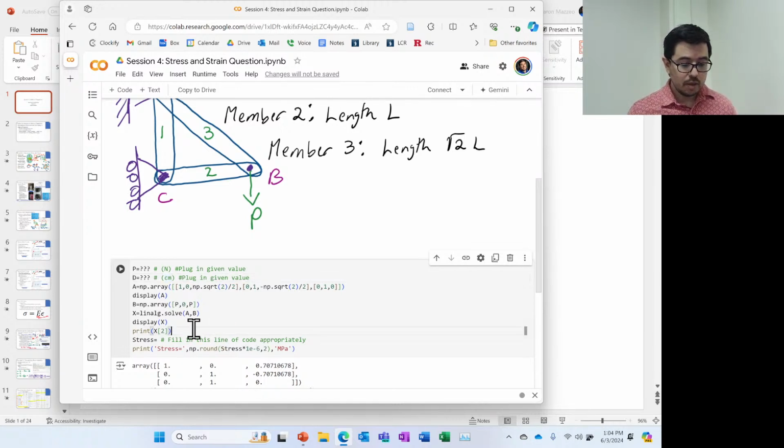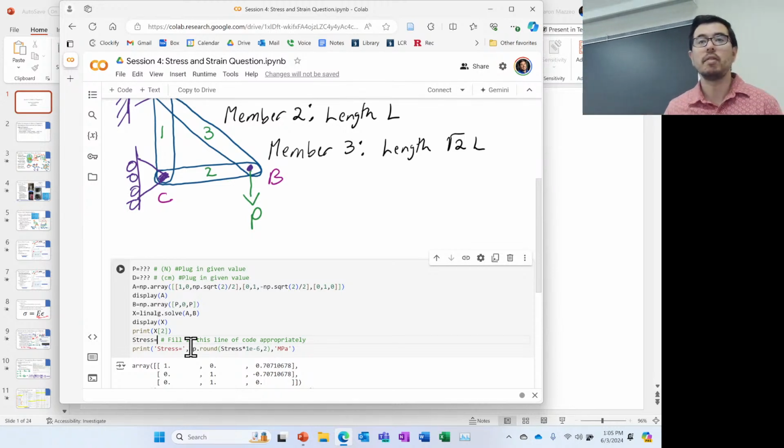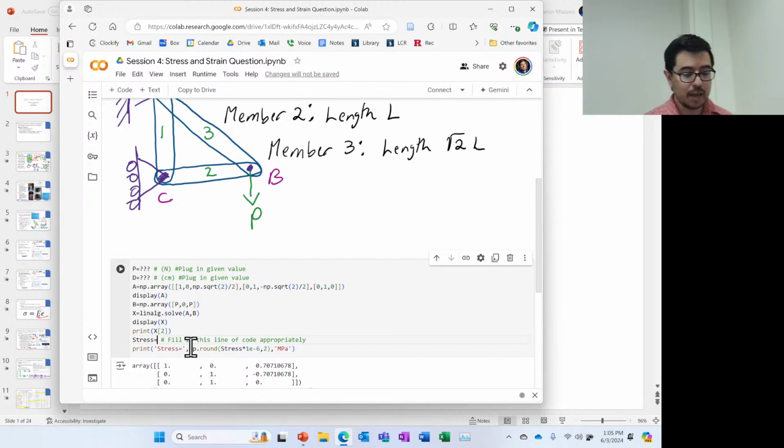So now, the next thing is to fill in this line of code appropriately. What is appropriate? Well, I'm looking for a stress in member 3. So what would you put in there? Yes, you would have X bracket 2. And what the area is. Yes, pi R squared.